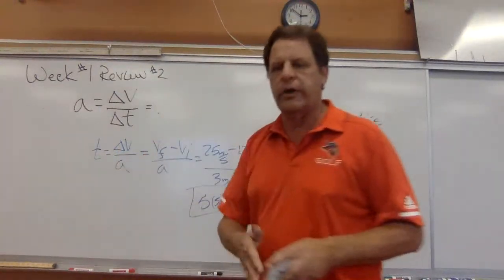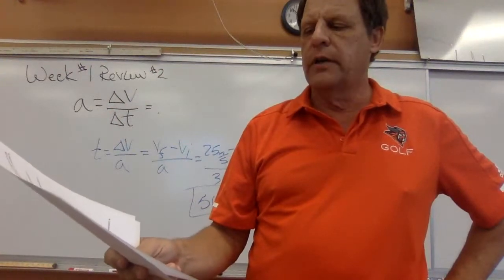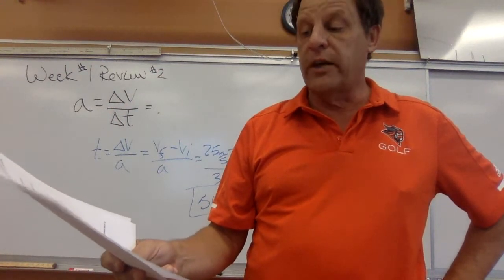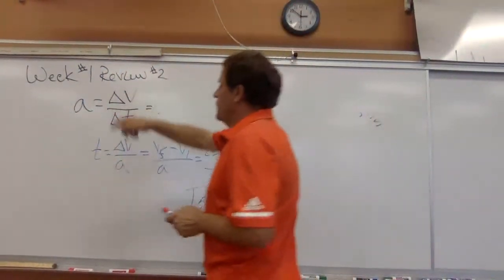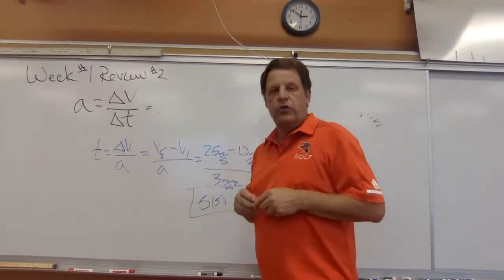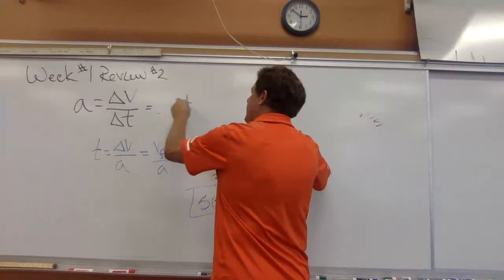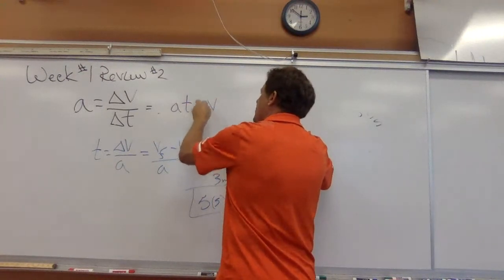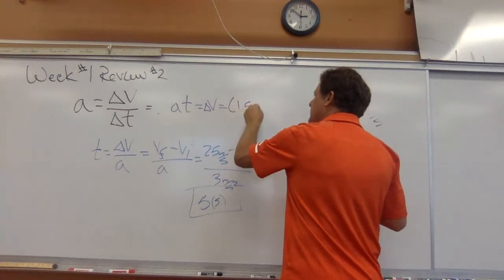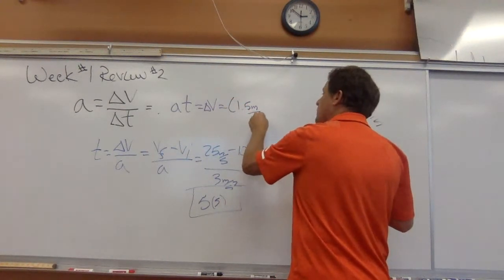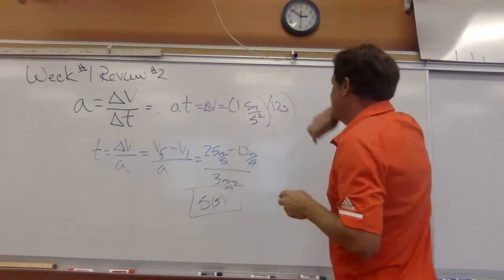All right, so now this time we have an object at rest, and it accelerates at 1.5 meters per second squared for 12 seconds. So again, we're going to take this equation, except we are going to solve for v, so we're going to have acceleration times time is equal to the change in velocity. So our acceleration is 1.5 meters per second squared times 12 seconds, okay?